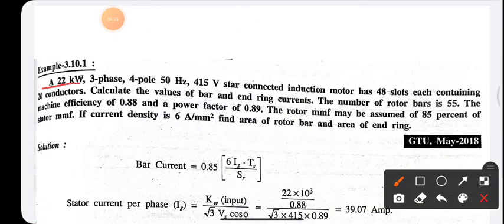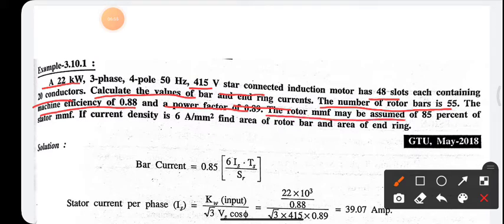A 22 kilowatt, 3 phase, 4 pole, 50 Hz, 415 volt star connected induction motor has 48 slots, each containing 20 conductors. Calculate the values of the bar and end ring currents, which we have already seen how it is derived. The number of rotor bars is 55. The machine efficiency is 0.88. Here the efficiency is given; in the exam also, in a numerical, it will be given. You don't have to assume that. Okay, the power factor is 0.89.